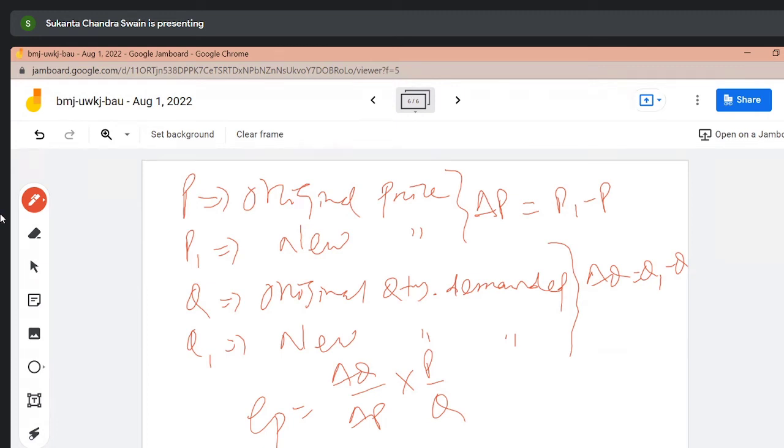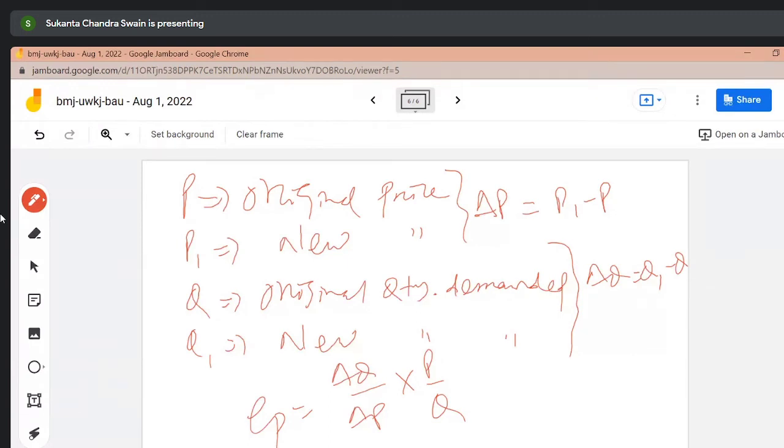Between del P and del Q, both could be positive or negative. Just tell me what type of algebraic sign they will carry. Already you know the law of demand. As per the law of demand, there is an inverse relationship between price and quantity demanded. Price increase means del P positive, demand fall means del Q negative. Price fall means del P negative, demand increase means del Q positive.